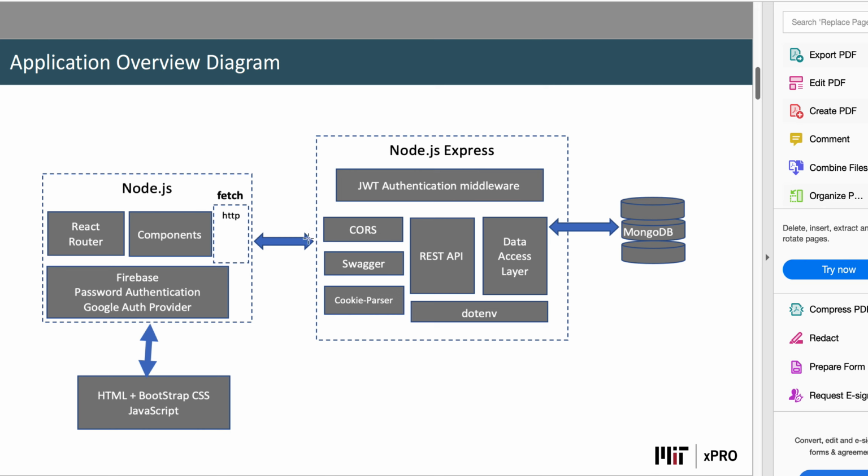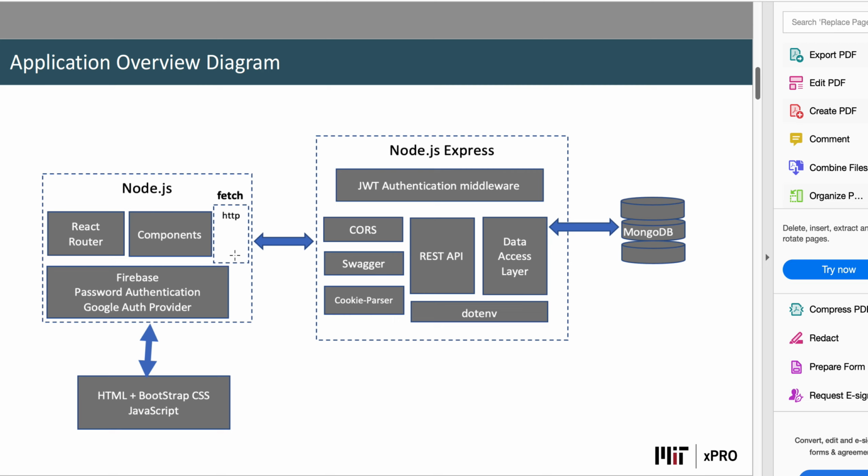This is the application overview diagram where we have the middle tier, backend, and the front-end layers. On the browser side, we have HTML, Bootstrap, and JavaScript. And we are using Firebase password authentication and Google Auth provider for authentication logic. The components are exposed by using the React hash router framework. We look at component architecture in the next slide.